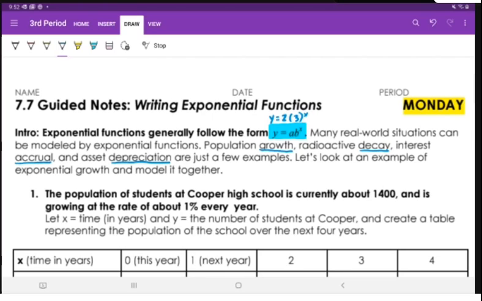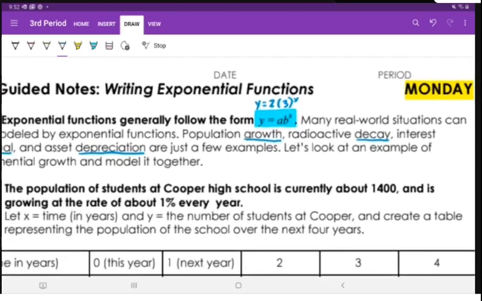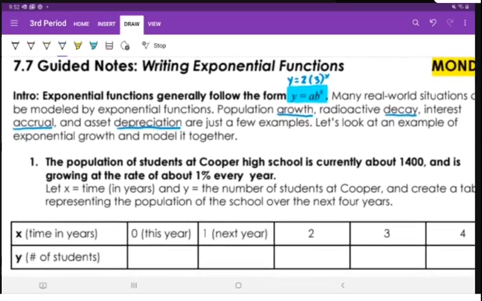All right, so what we're going to do is take a look at a real world example and model it using an exponential function. So here is a real world example for us. The population of students at Cooper High School is currently about 1,400. That's true. I think we've got like 1,370 something, somewhere in that ballpark. So we're going to round it and just say it's about 1,400.